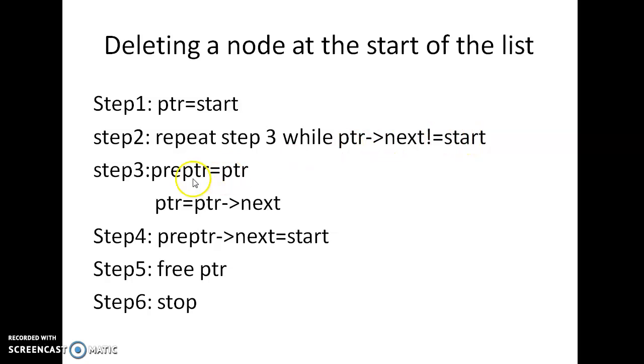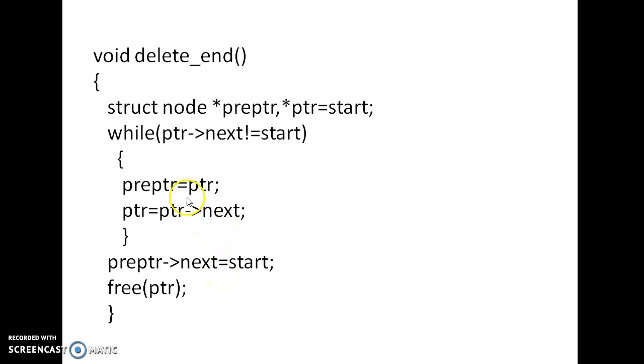What is the step that we are doing? Pre-PTR equals PTR, PTR equals PTR of next. And at the end, pre-PTR of next, previously it used to point to the last one, now it will be pointing to the starting. At the end, I will be removing that particular PTR. That we are writing in the form of a function.